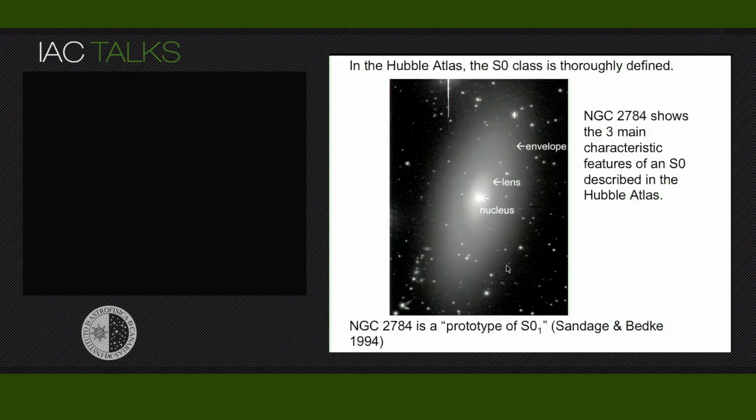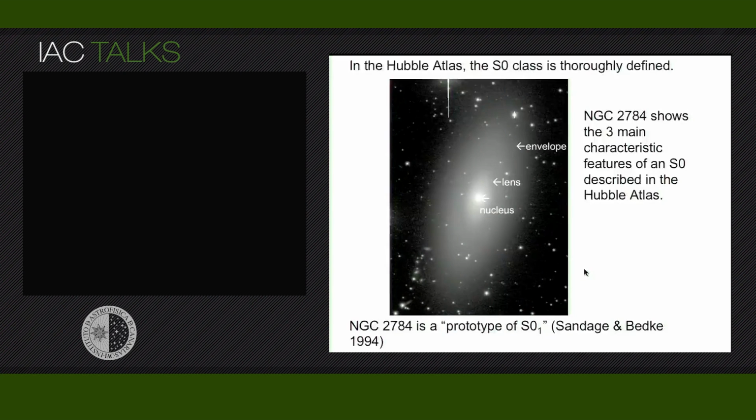I think the slides look a little jumbled because I'm using a different computer from the one I put this together on. Now, in the Hubble Atlas, the S0 class is laid out. There are three main features of what you might consider a normal S0. They have a nucleus, a lens, and an envelope. And the lens is this feature like John was just talking about. It's a feature with a shallow brightness gradient interior to a sharp edge. But it need not be real sharp. It's still there.